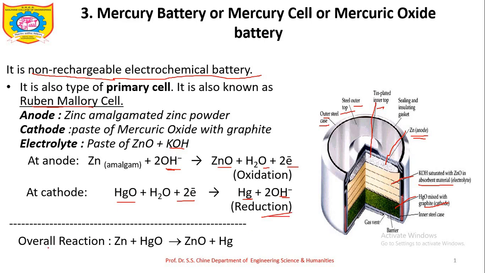So what is the overall reaction? Zinc plus mercuric oxide will form zinc oxide plus mercury. The common factors, the OH minus, the H2O and the electrons, will get cancelled. That's why you get the overall reaction in this way: zinc plus mercuric oxide gives zinc oxide plus mercury.